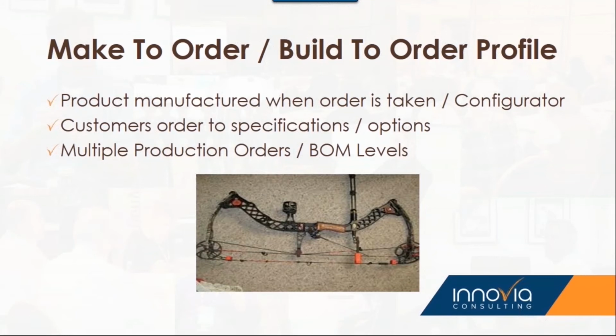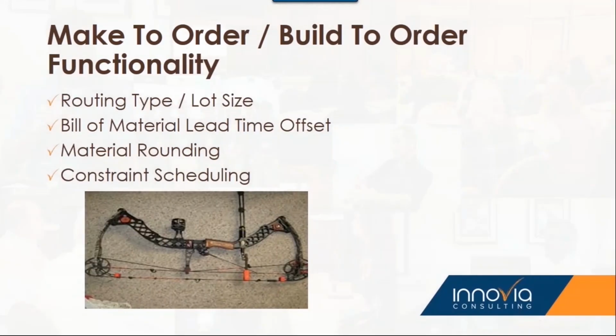So next slide, and we'll talk a little bit about make to order, build to order, some of the functionality. Routing types, lot size come into play, and it crosses more of the manufacturing types. We'll get into that. There's something to help us with purchasing, bill of material, lead time offset. Material rounding is important on the bills, and constraint schedule. So we'll talk about those in this section. So next slide.